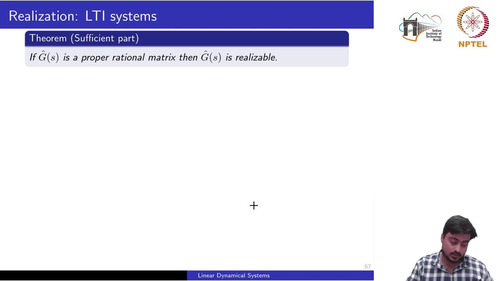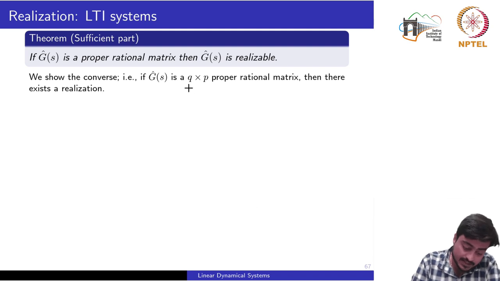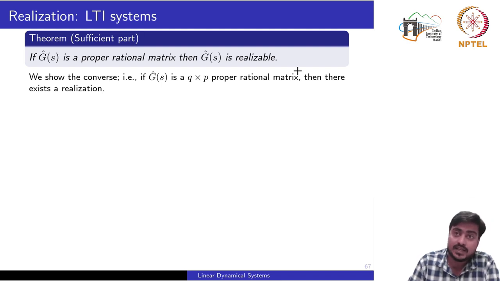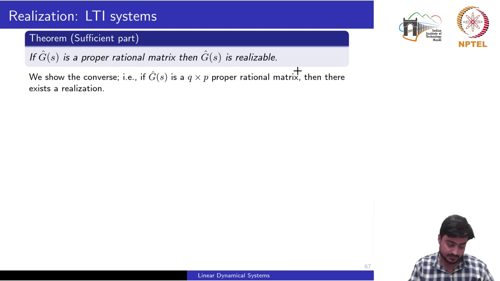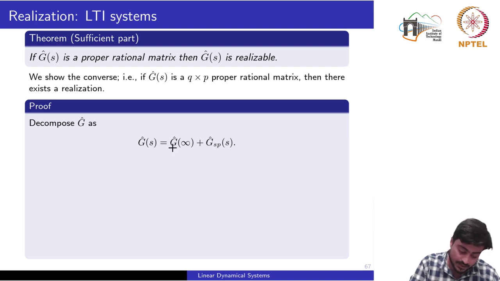The sufficient part, which is the converse. We show the converse, that is, if G hat is a q cross p proper rational matrix, then there exists a realization. Meaning to say, if there exists a realization, then that transfer function is realizable. So let's see. First of all, we decompose the transfer function G hat as the summation of G hat infinity plus the strictly proper part of G hat, and we know that G hat infinity is basically nothing but the D matrix.